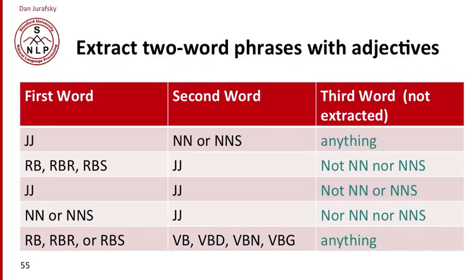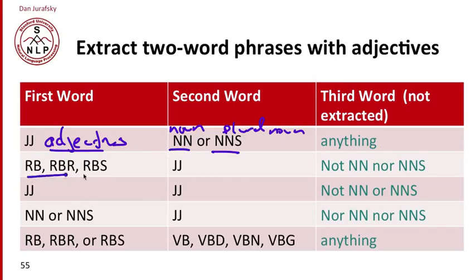First, we're going to extract every two-word phrase that has a particular set of part of speech tags. We haven't talked about parts of speech yet, but this is the tag for adjectives. If the first word is an adjective and the second word is a noun, or this means plural noun, so an adjective followed by a noun or a plural noun, we'll extract that phrase, whatever the third word is.